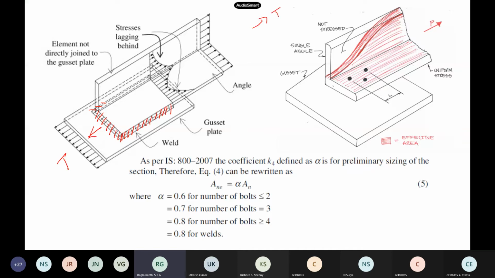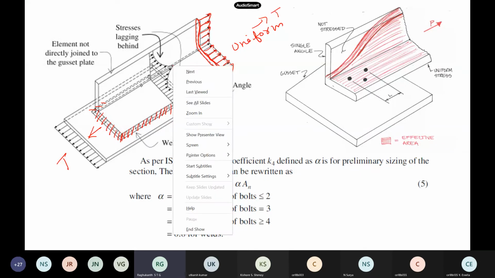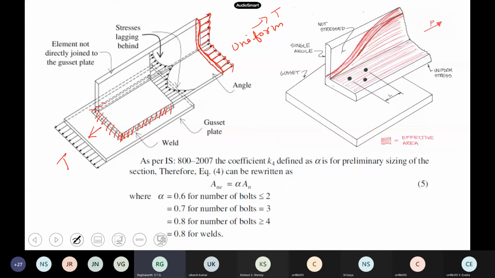As you move far away from the connection, at this edge here, what type of stresses will be there? It is in tension. So you can see the stress distribution: tension in this outstanding leg and tension in the leg which is connected. Everywhere, when you go far away from the connection, it will be uniform. But when you are near the connection, the stresses will not be uniform. For example, where will the maximum stresses be, with welding or with bolting?